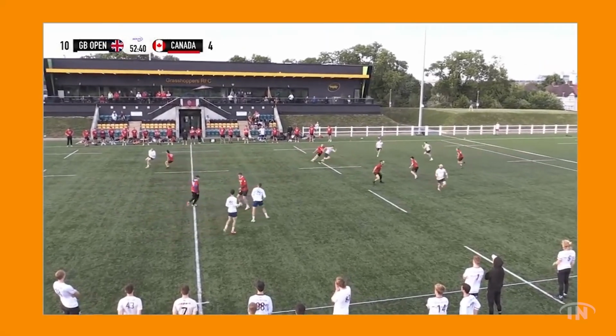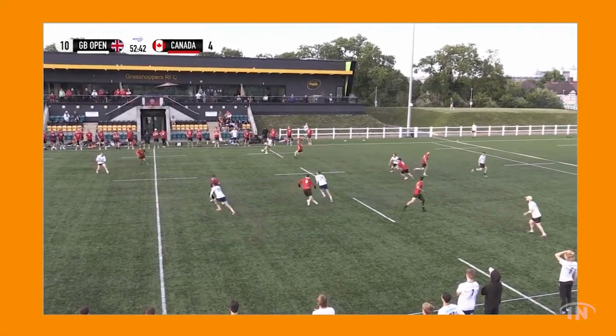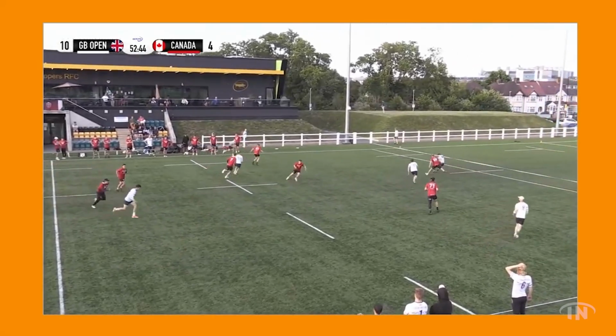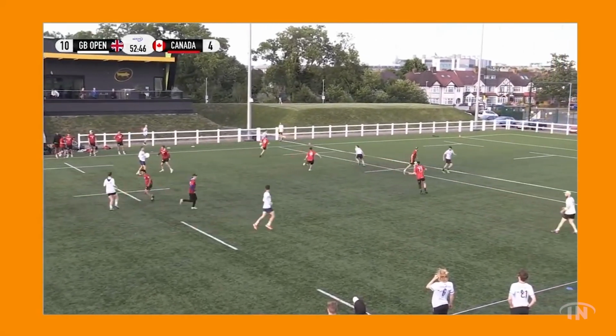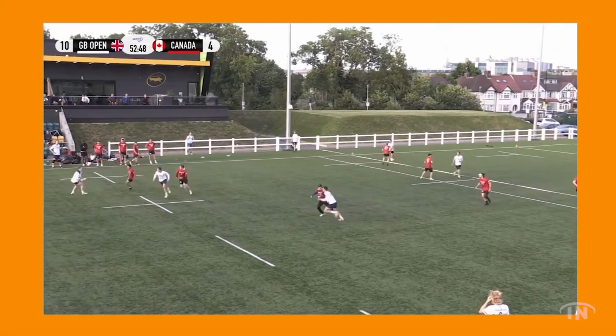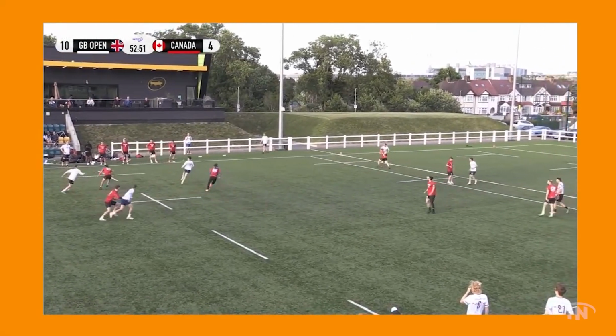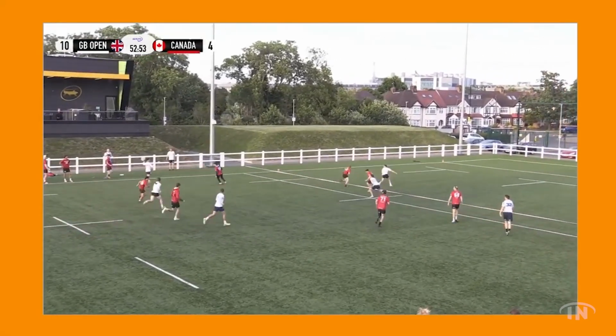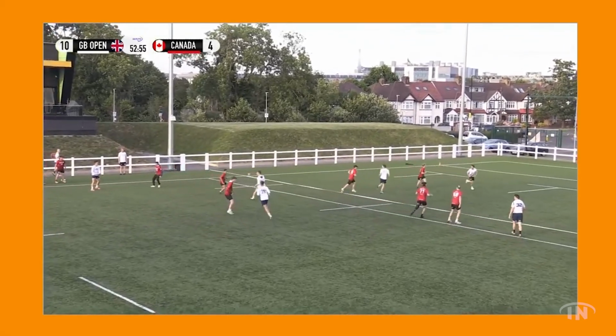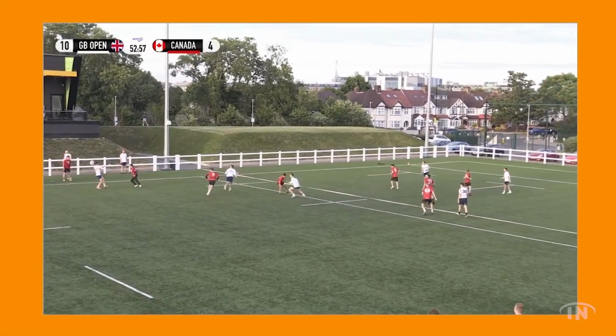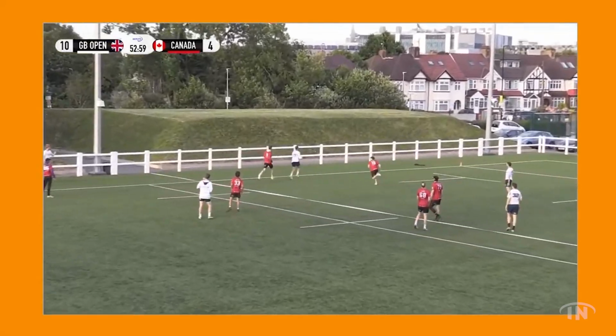McHale goes wide to Hillman. Canada forcing a much slower possession from Great Britain. Hillman to McHale in the red zone now. Can he find the window through the line? There we go.